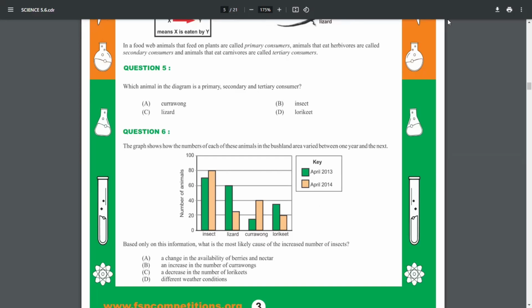Question 6. The graph shows how the numbers of each of these animals in the bushland area varied between one year and the next. Based only on this information, what is the most likely cause of the increased number of insects? The correct option is C, a decrease in the number of lorikeets.